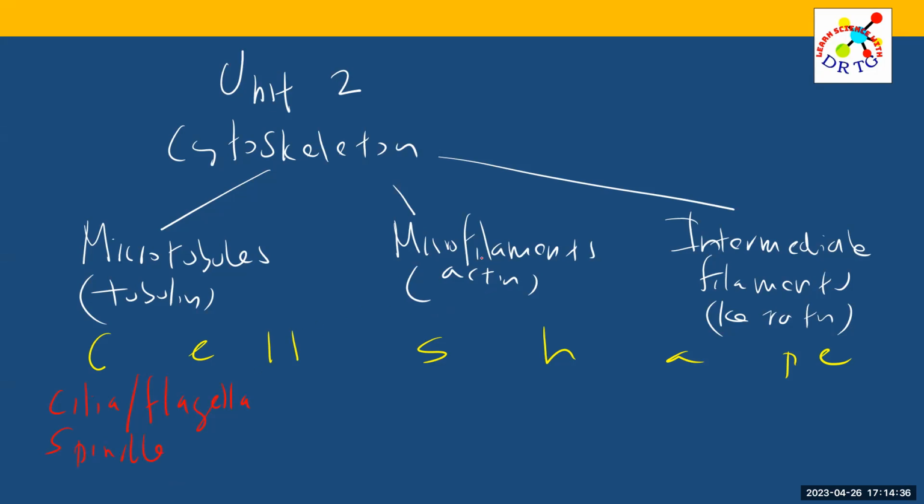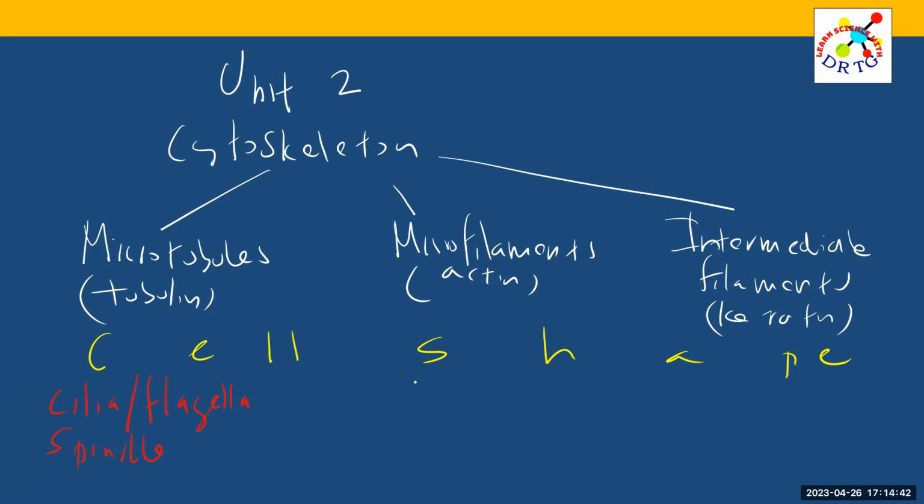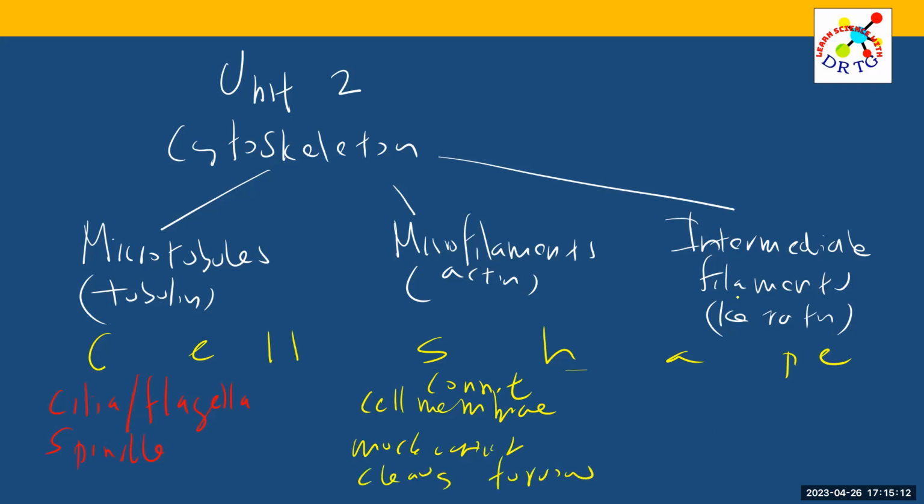That's main functions. And microfilaments, they maintain cell shape, and they are also important in making connection with a cell membrane. It connect with cell membrane and muscle contraction, and also cleavage furrow during cytokinesis. And the intermediate filaments, they also important in making the nuclear lamina.